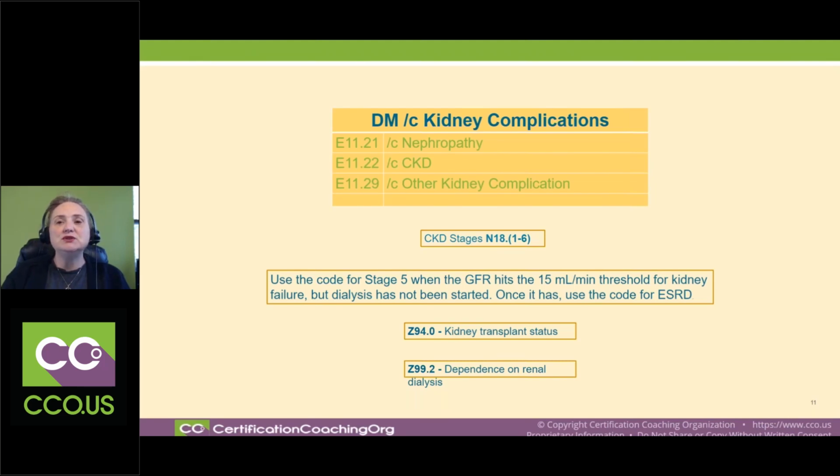So if you use stage 5, you can reference the labs. The GFR is one of the labs that's noted for checking kidneys, and if you get into that kidney failure but you don't have dialysis started, then again, you are at stage 5. But once you get into stage 6, that means that you've been put on dialysis.